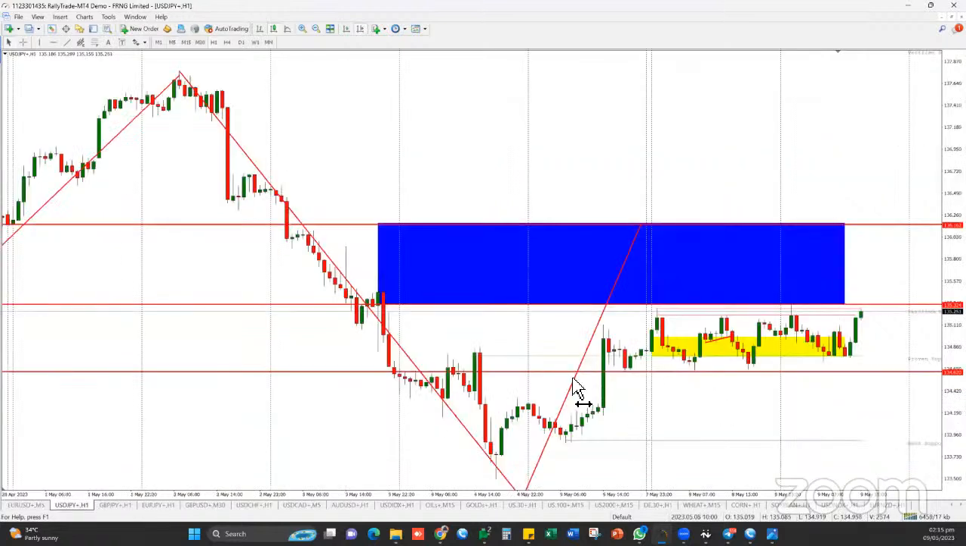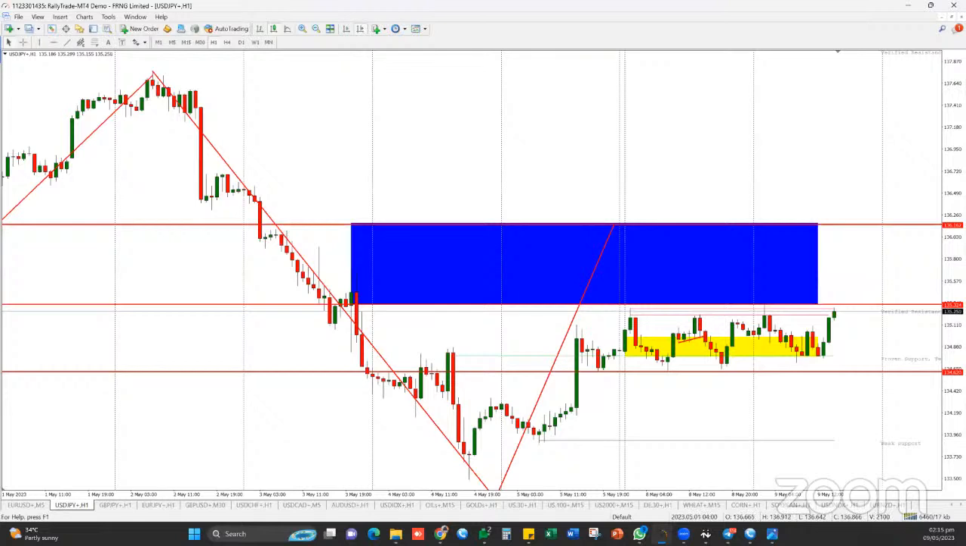On this particular instrument, I remember yesterday when we were having a class on USD JPY, I told us that all these points.